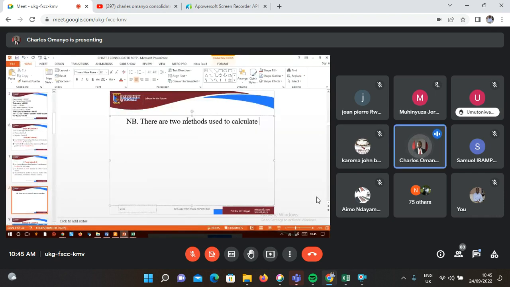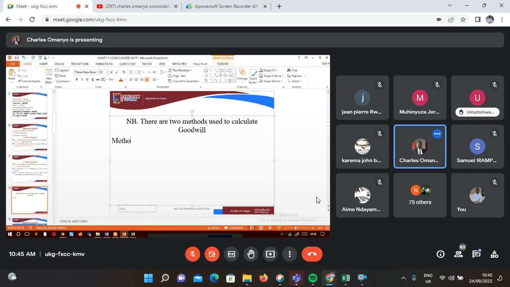Okay, what was I explaining before that? There are two methods used to calculate goodwill. Always read the exam question carefully to know which method the examiner has asked you to use.